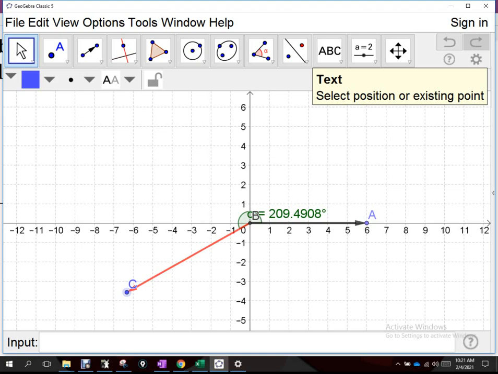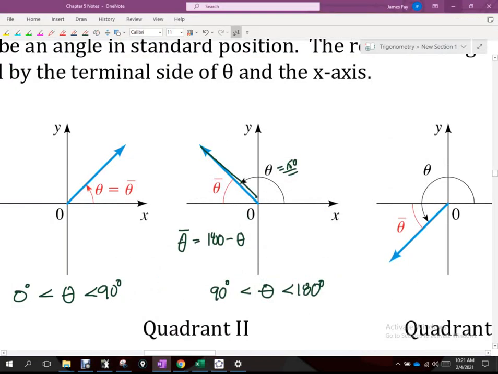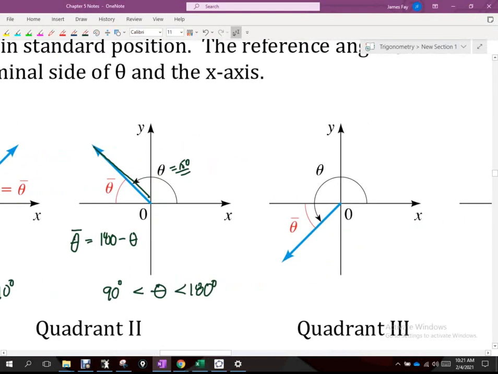210 minus 180. So in this case, if I'm in the third quadrant, where we have an angle that is between 180 and 270, your formula for theta bar is going to be theta minus 180. So that's where we're saying that theta bar is not always the supplement of theta. Okay.